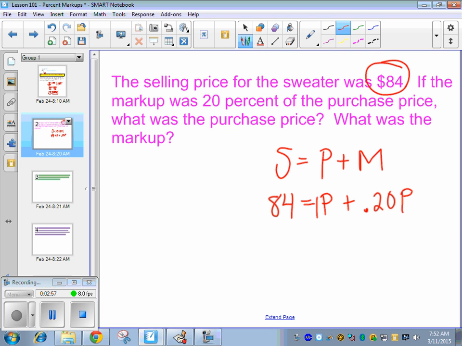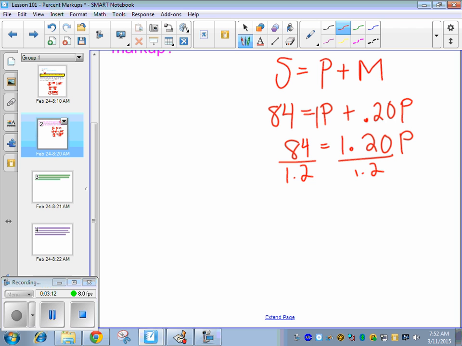Okay, there's really a 1 in front of this P, so when we add them together, we have 1.2 times P, and we divide by 1.2, and now we can find the purchase price. Anybody got it? Should be less than $84, right? All right, so $70 is what we paid before we sold it and made a profit.